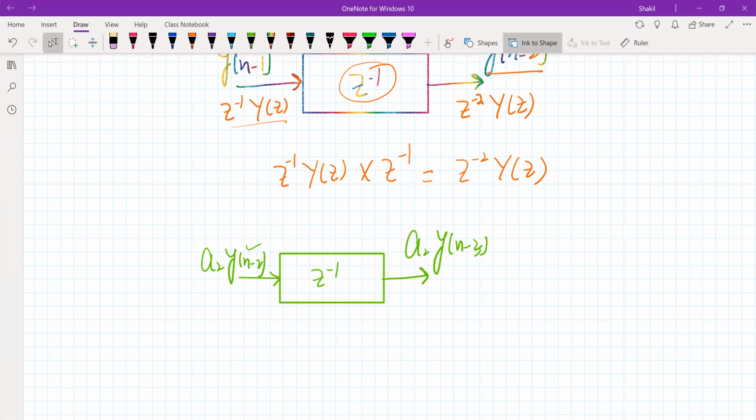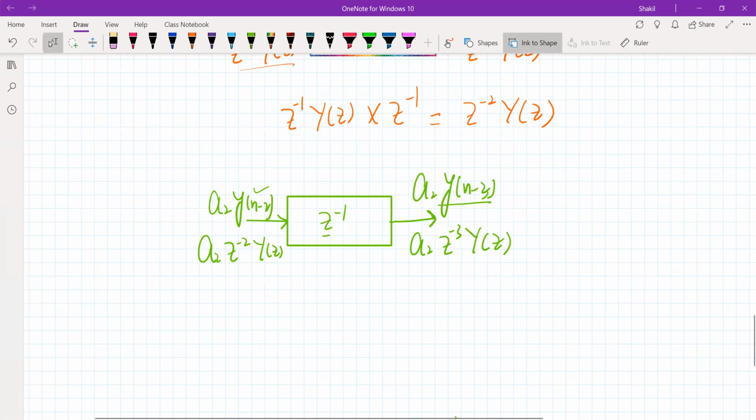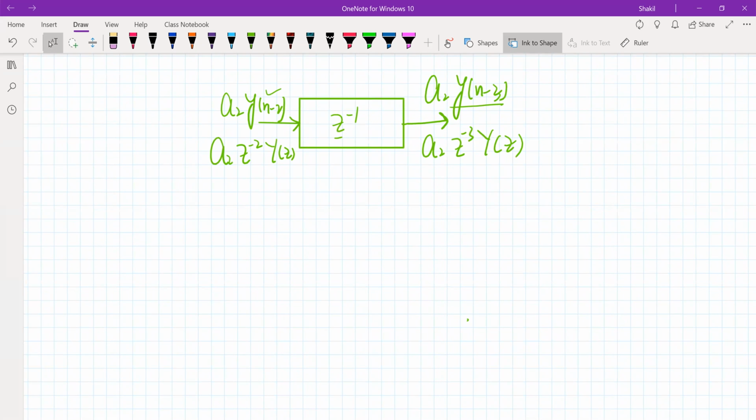Now the same thing in frequency domain. The input is like this: z to the minus 2 Y of z. Then the output will be this multiplied by this input, or simply the z transform of this. The z transform of this is... right. So the same thing in frequency domain. So this is how we represent the delay element or the memory element.